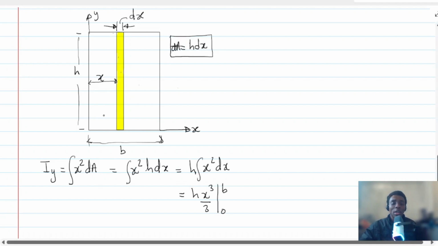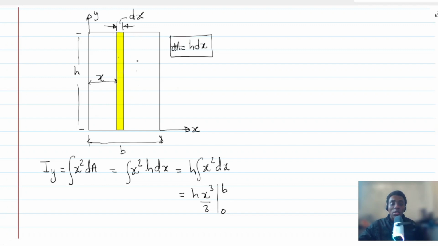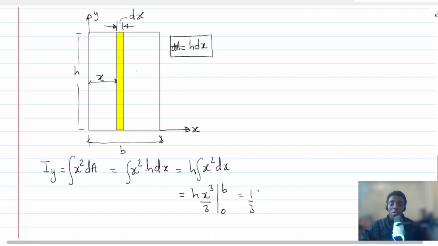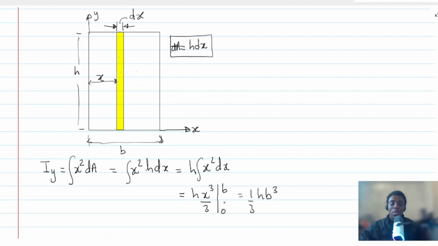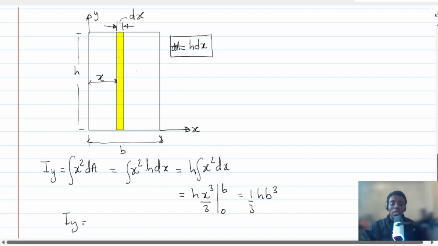So we are trying to add up all the small rectangles along the x direction. That's all what we are trying to do. Don't forget that we are dealing with the y. So since we are dealing with the y, then it means we are going to add all the rectangles in this direction. Okay, so it's going to be 1/3 h b cubed.